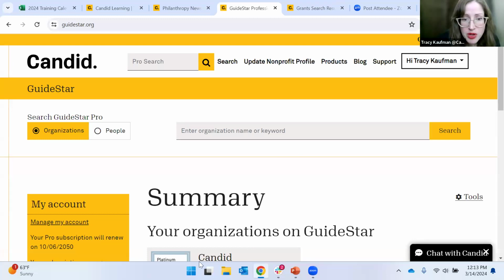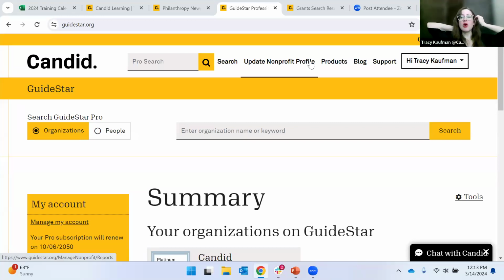I think I saw one in the chat a moment ago. Can churches be on GuideStar? Churches are nonprofits, so yes. The one difference with churches is churches and other houses of worship, their 990s are not necessarily visibly public the way other 501c3s are, which is kind of an old rule that I don't know if that's always going to remain the case, but it is the case right now. But you are a 501c3 nonprofit. And so houses of worship have a presence on GuideStar, and you can have your profile there.